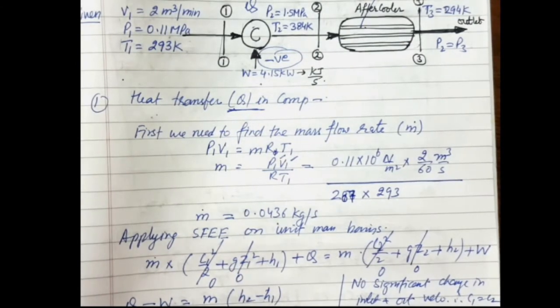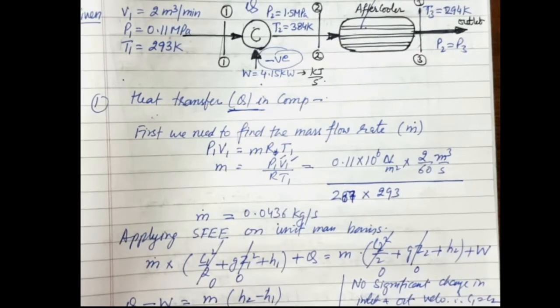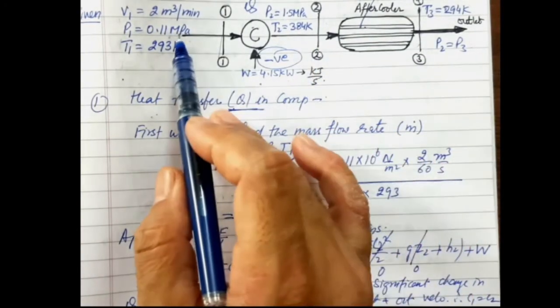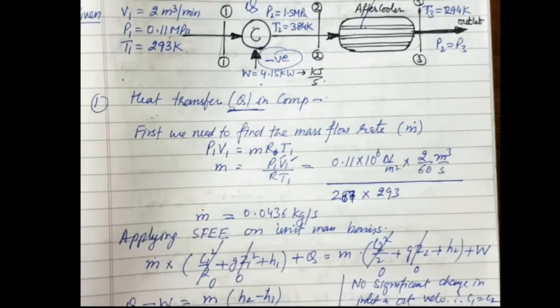4.15. So here this becomes Q plus 4.15 is equal to mass, 0.0436 we have calculated, into 1.005, the specific heat at constant pressure, into T2 minus T1, that is 384 minus 293. So we get the value of Q, that is heat transfer.